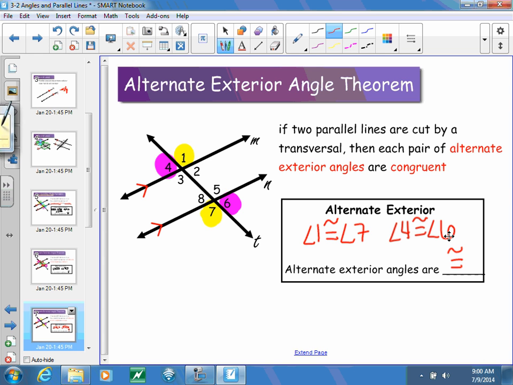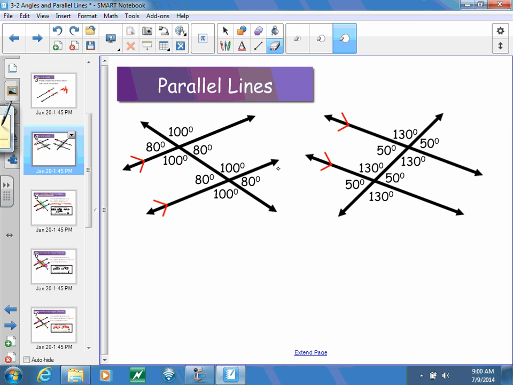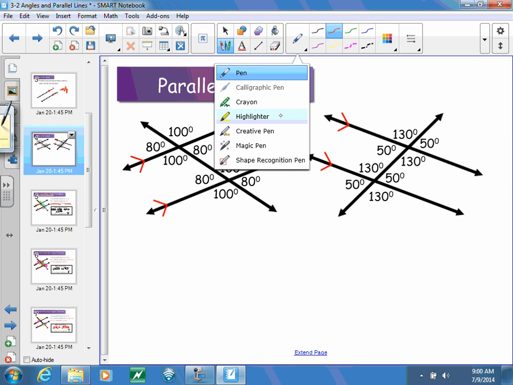So you have corresponding angles which are congruent, alternate interior angles are congruent, and alternate exterior angles are congruent. So we've gone through almost all of them, except we're missing 2 more. And I'm going to go back to this original drawing that I have. The one that we have not talked about yet is consecutive interior and consecutive exterior angles.